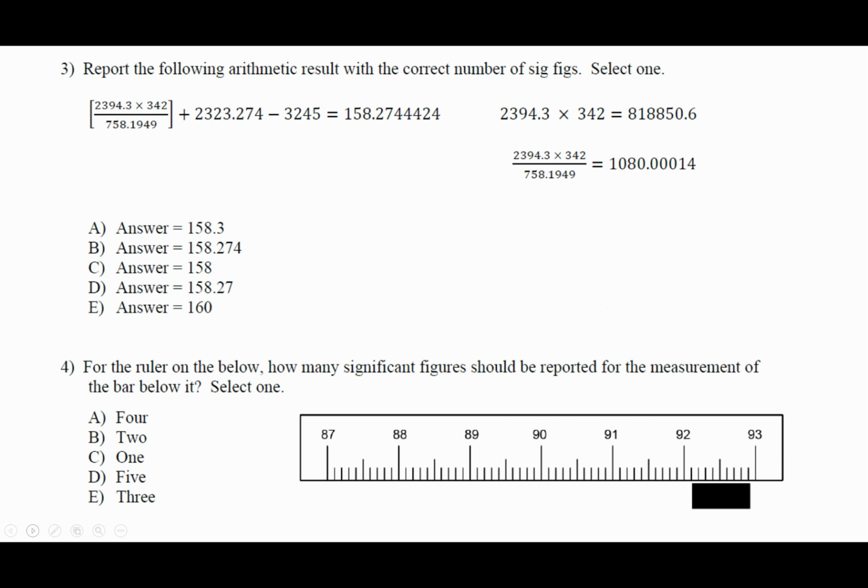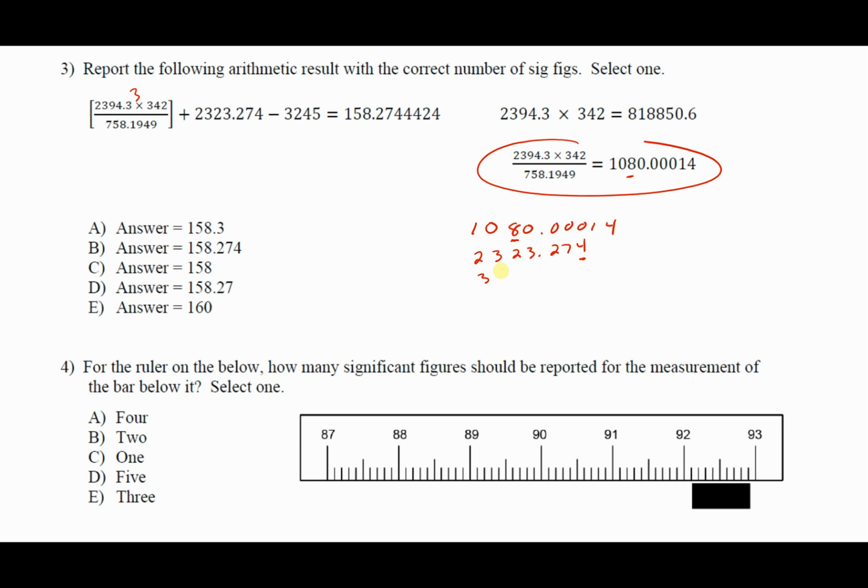Report the following arithmetic, correct number of sig figs. So once again here we have some multiplication, then we're doing some addition or subtraction. So here we have 3 sig figs times 5 times 7. So this has 3 sig figs. So all of this together has 3 sig figs, which you'll put right there, 1080.00014. Plus, remember that had 3 sig figs, plus 2323.274, since it's a number itself, it's right there.